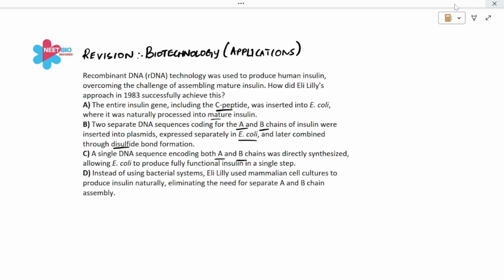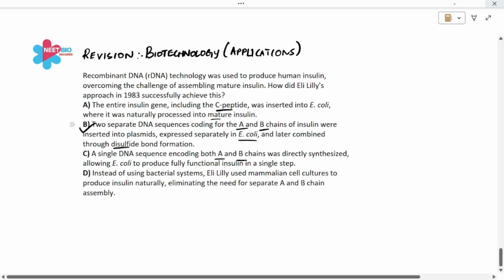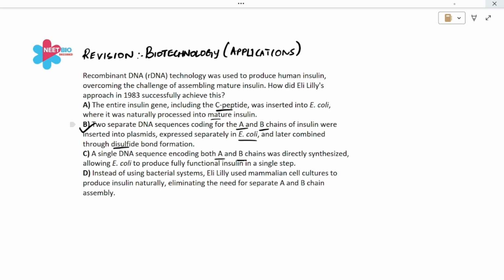Okay, so by this time, if you know the concept, you would have understood that the correct option is option B, because like human cells, E. coli cannot process a fully functional insulin in a single step. So what happens here is that the two separate DNA sequences which code for chain A and chain B are inserted into the plasmids and allowed to express separately, and they are later combined using disulfide bond formation. So this is how Eli Lilly's approach produced mature insulin.